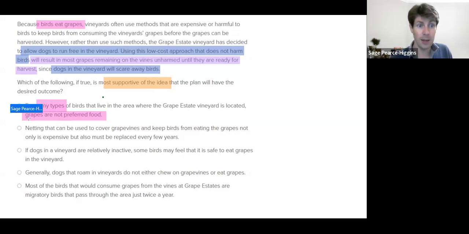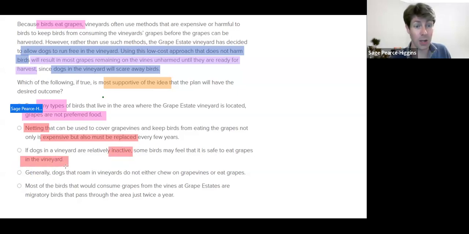Answer choice B says something about netting. In fact, it says it's expensive and must be replaced. So it's kind of saying netting is a bad idea. Well, is that supportive of the idea that dogs are going to protect the grapes? Fine, the netting isn't going to be a great plan, but it doesn't really help us know whether the dogs will protect the grapes.